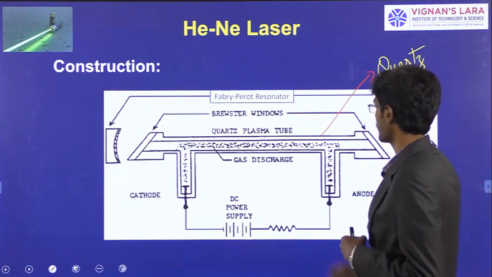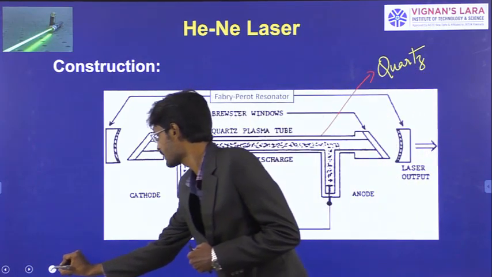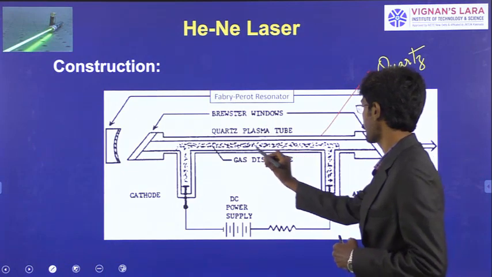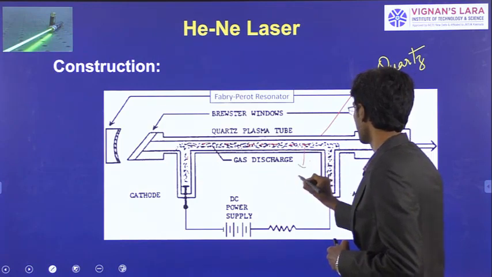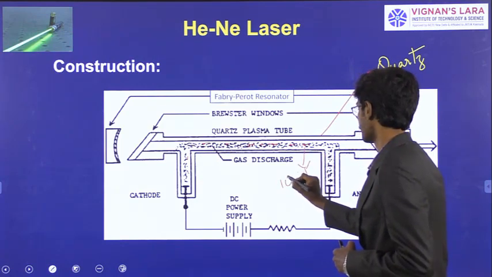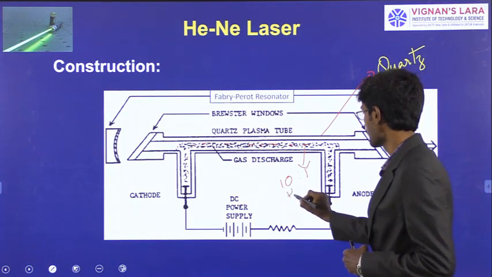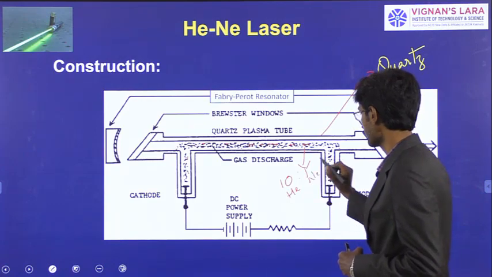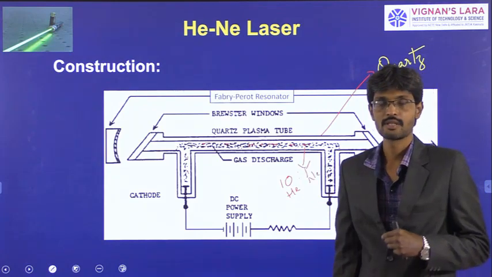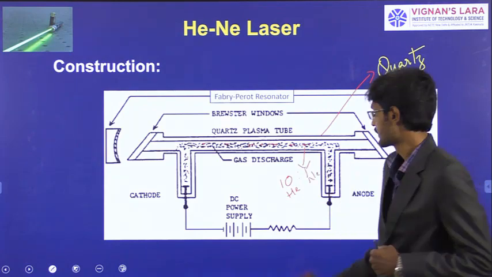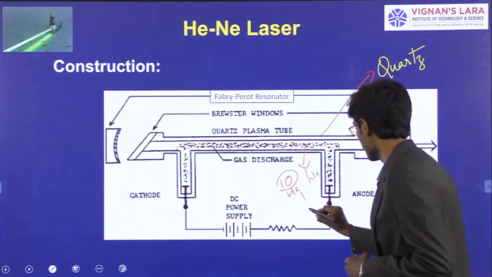This gas discharge tube made of quartz is enclosed with a mixture of helium and neon. You can see this is the mixture of helium and neon, and this mixture is in the ratio of 10:1. That means 10 atoms of helium and 1 atom of neon. The ratio 10:1 represents the pressure ratio here.